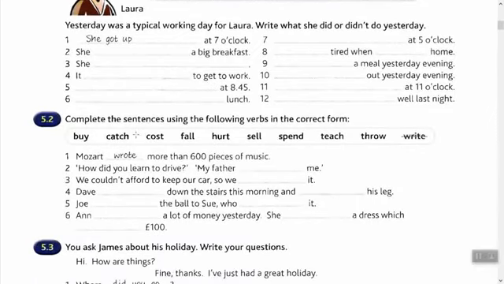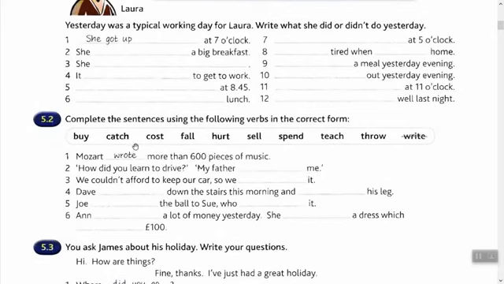كذلك complete the sentences using the following verbs in the correct form. خليها بالcorrect form. مثلا Mozart, this is past. Mozart wrote more than 600 pieces of music. إذن هو wrote كتب. انتهى. How did you learn to drive? شلون تعلمت السوق؟ How did you learn to drive? My father taught me.